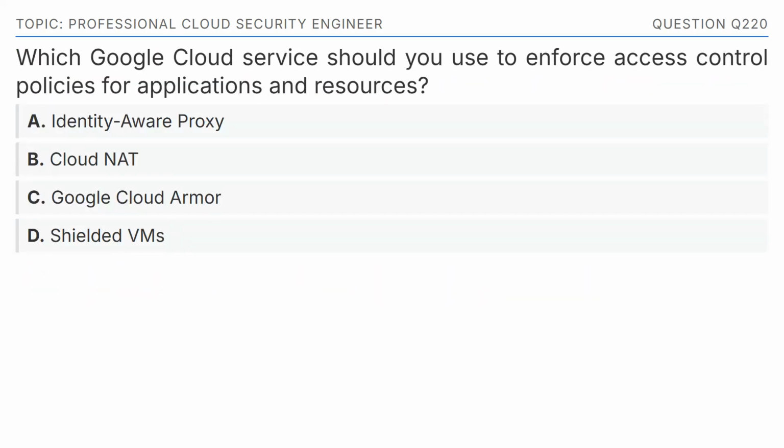Which Google Cloud service should you use to enforce access control policies for applications and resources? The options are: Option A, Identity-Aware Proxy. Option B, Cloud NAT. Option C, Google Cloud Armor. Option D, Shielded VMs.